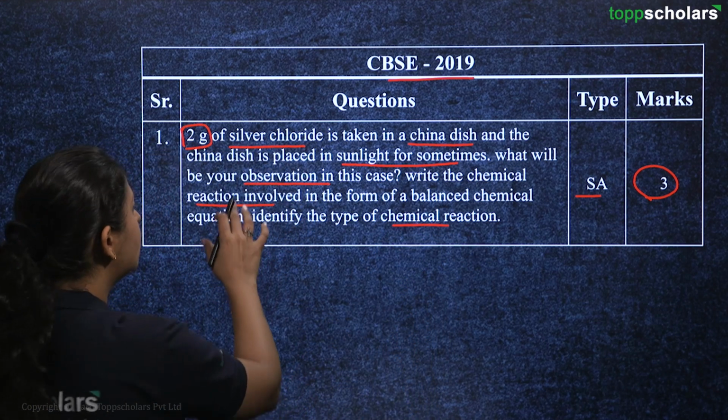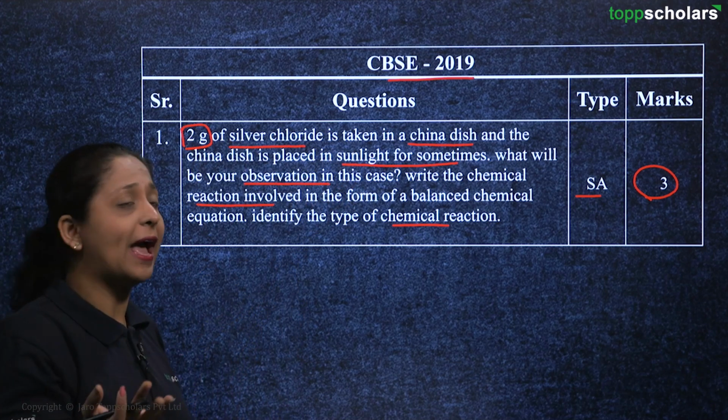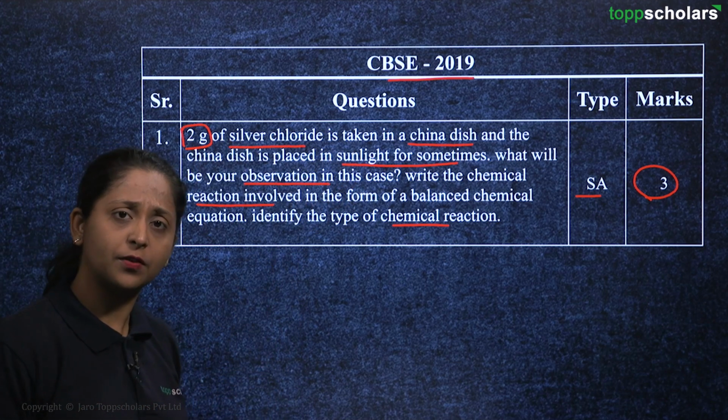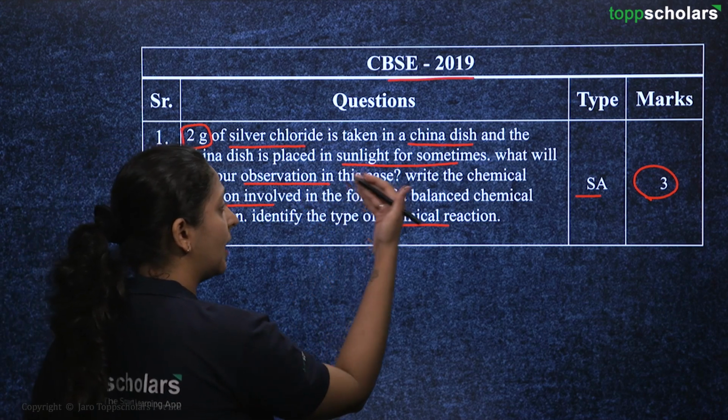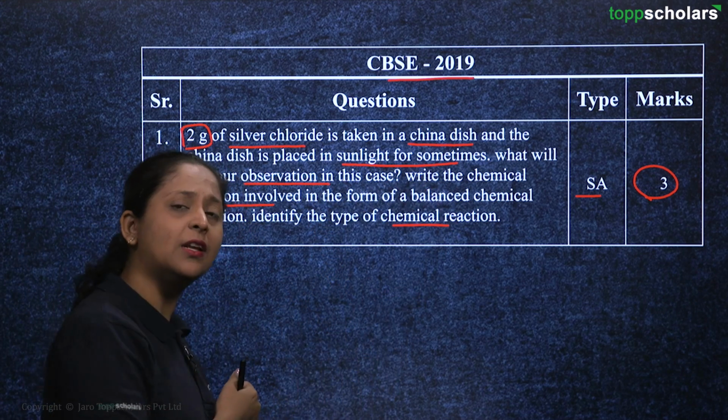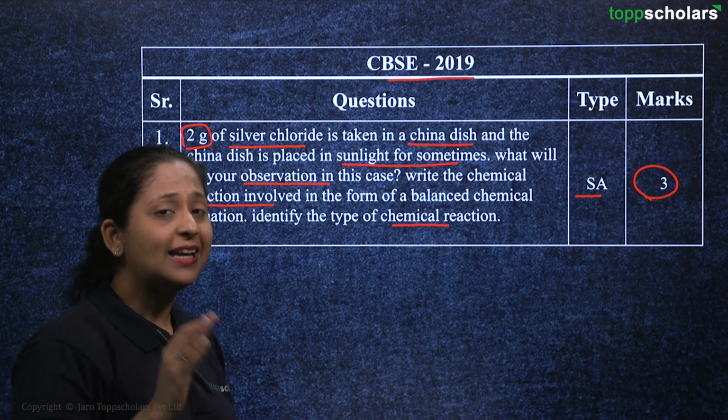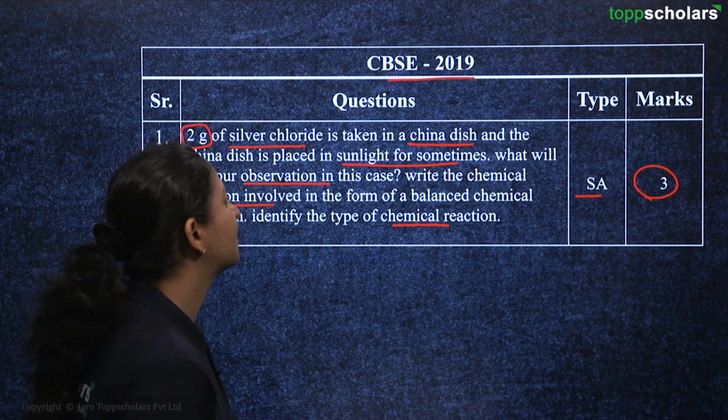Correct? So once you know what happens with silver chloride in the presence of heat, you have to just note down the chemical reaction, the balanced chemical equation, and what type of reaction it is. Easily giving you 3 marks for that.